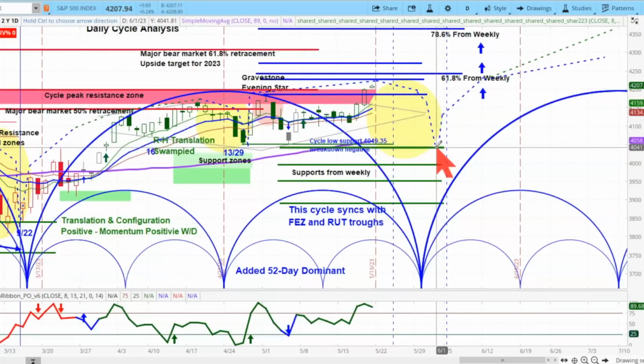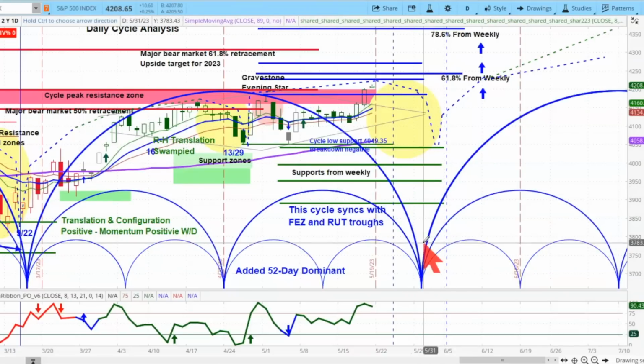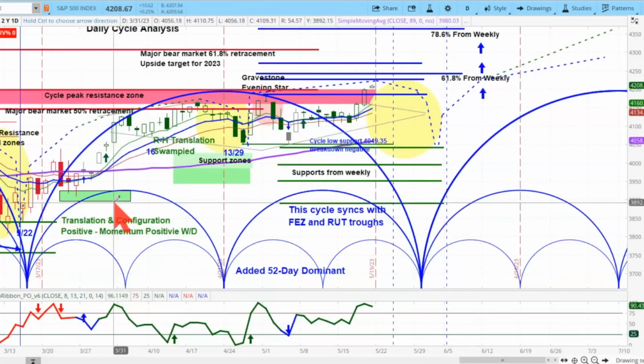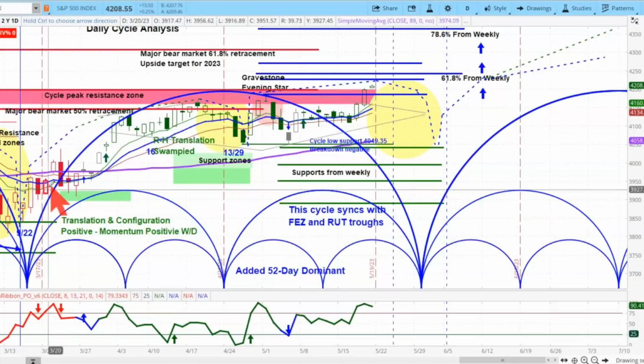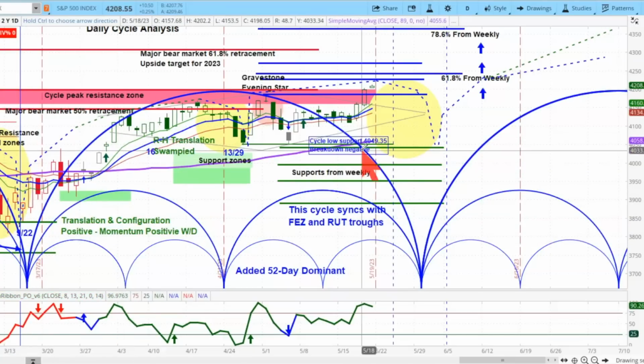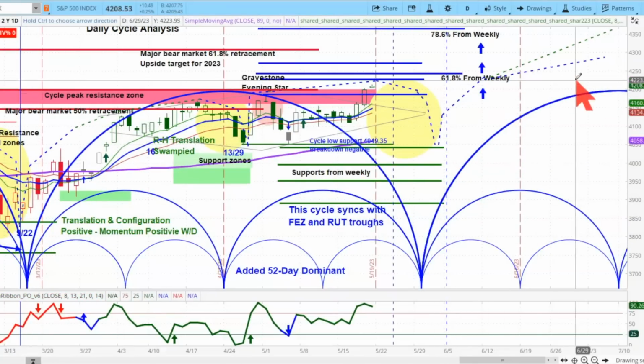So what we're looking for is a pullback, which we thought would potentially be down to this level around 4,000, now pulling back here to around 4,050 or 4,060, and then getting ready where all three of these cycles are moving up again. You see right here where all three were moving up, and then the market was strong. That's why you see these projections in here.